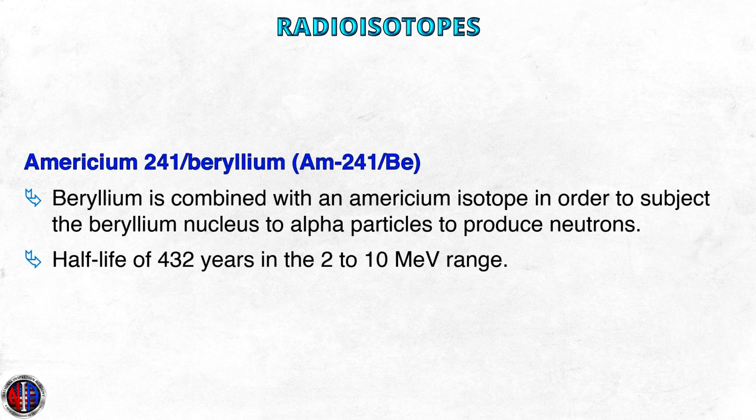Americium-241, combined with beryllium, is another neutron-emitting radioisotope. However, instead of fission, beryllium is combined with americium-241, which is the isotope, in order to subject the beryllium nucleus to alpha particles to produce neutrons. Americium-241 combined with beryllium has a half-life of 432 years in the 2 to 10 mega-electron-volt range.